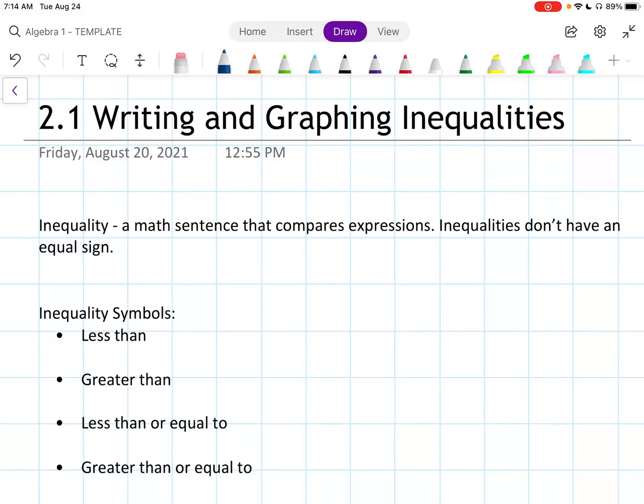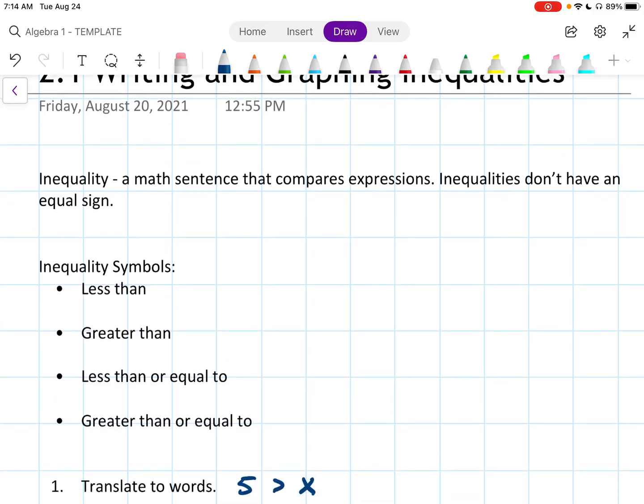Okay, Chapter 2, Section 1, Writing and Graphing Inequalities. So starting off, an inequality is a math sentence or a math statement that compares expressions. Inequalities do not have an equal sign. So instead of an equal sign, we have an inequality symbol. And there's 4 different inequality symbols. There's less than, greater than, less than or equal to, and greater than or equal to.